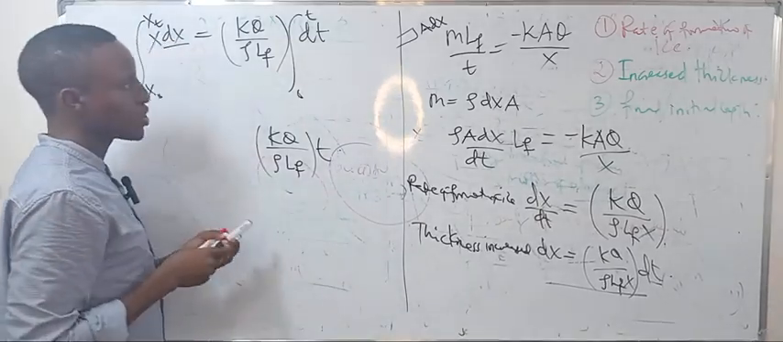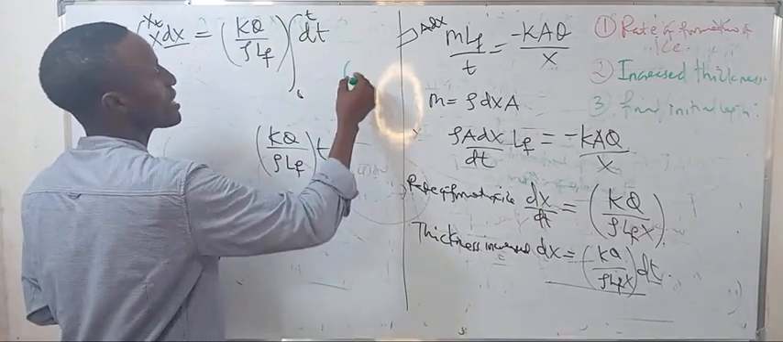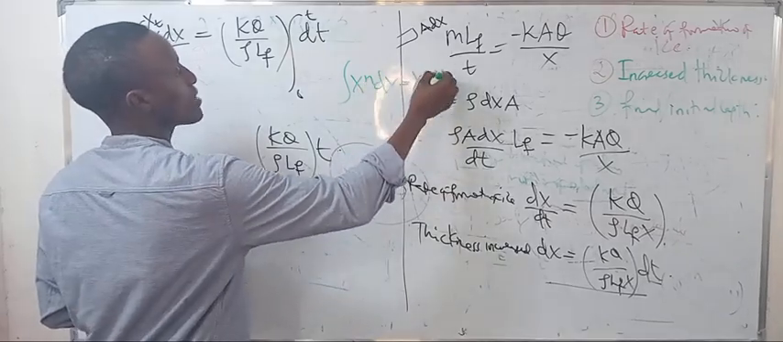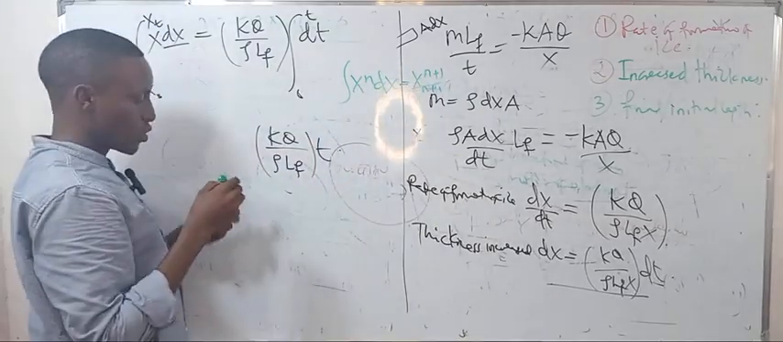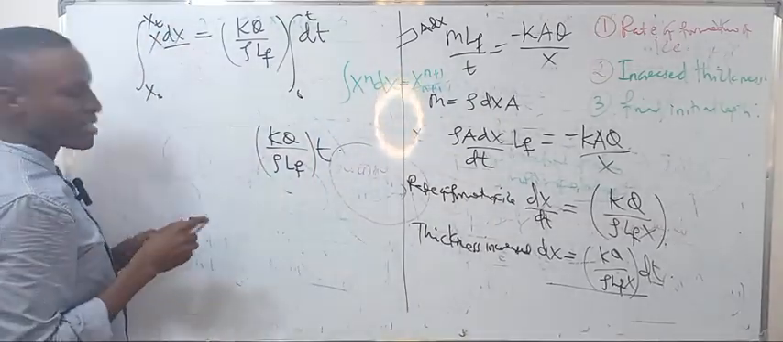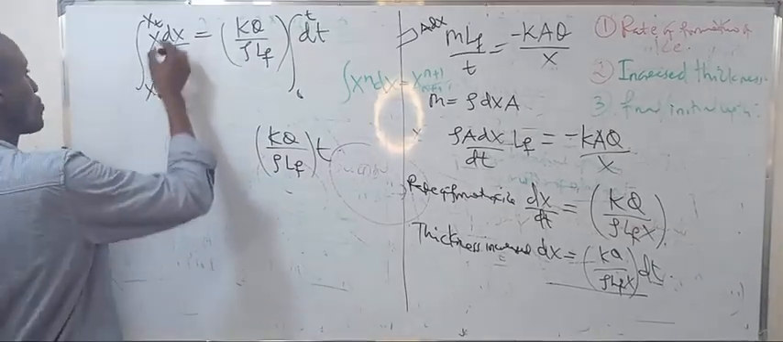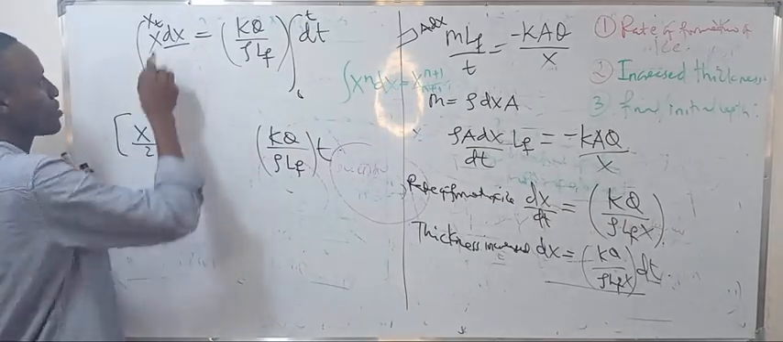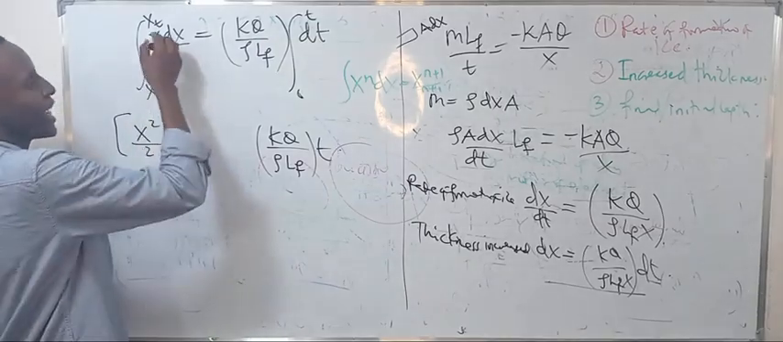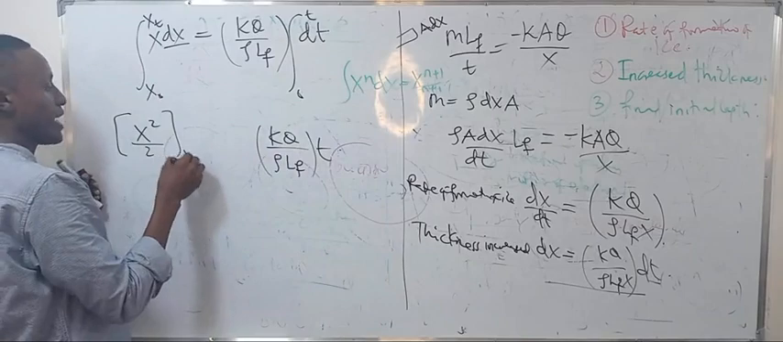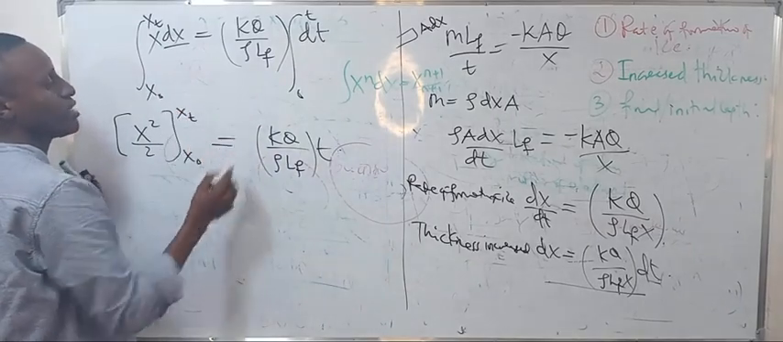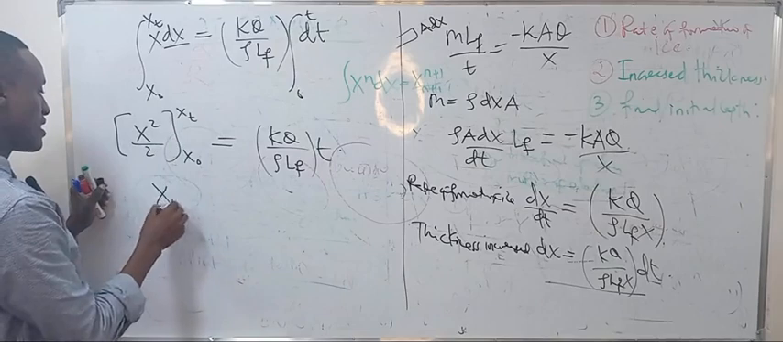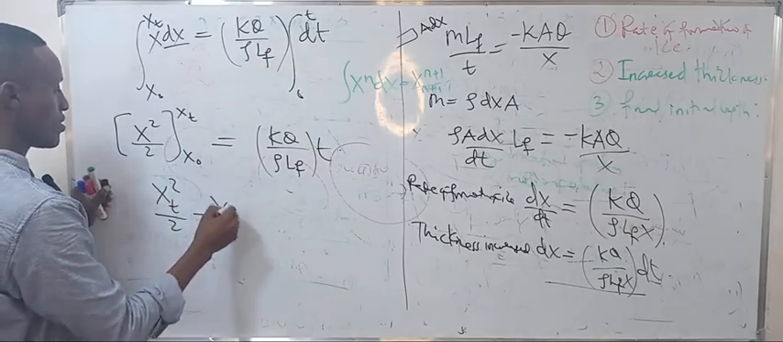Now look here, those who don't know integration, when you integrate something in this form, x^n dx, you get x^(n+1) over n+1. So here we just have 1 to our x. So this will just be x^(1+1) over 2, because here the n is just 1. So from x naught to x at that time, you put it inside and minus this. So this is x_t squared over 2 minus x naught squared over 2.